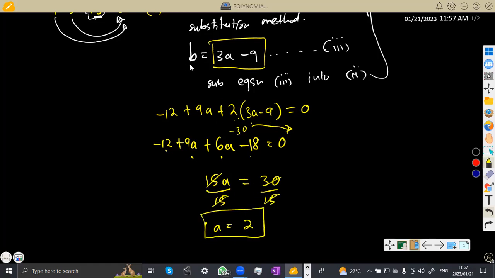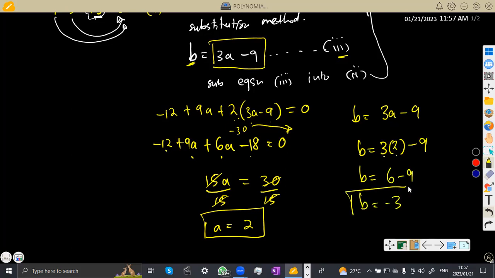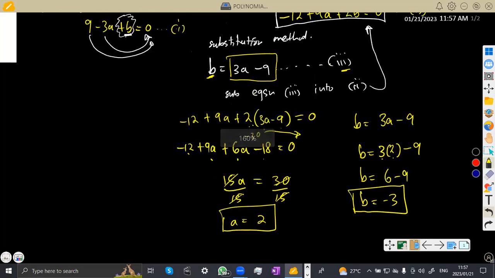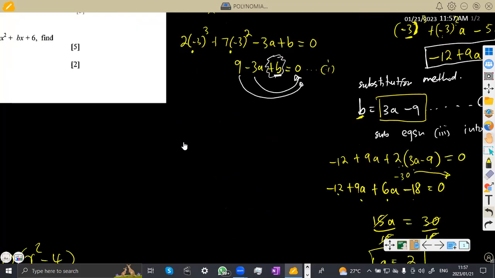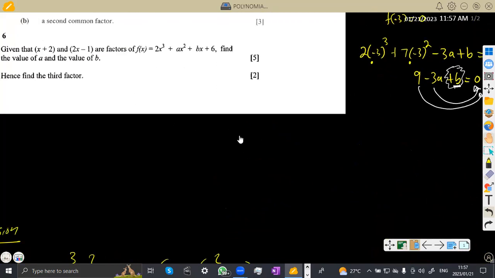To find B, we are going to simply substitute in any of these equations. You can even substitute on this one, since B is already equal to 3a minus 9 from equation 3. So you substitute the value of A: 3 times 2 minus 9. So B is equivalent to 3 times 2, which is 6, minus 9. So B is equivalent to negative 3. So you've got the value of A and the value of B, which is minus 3. All right, that was the question from this part.